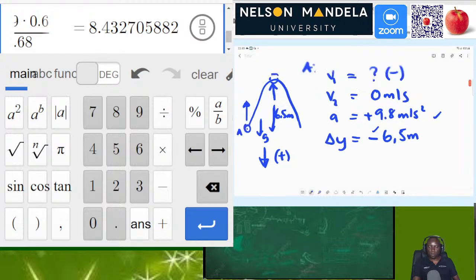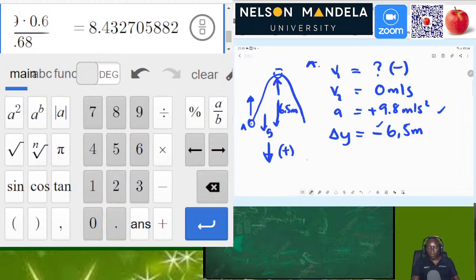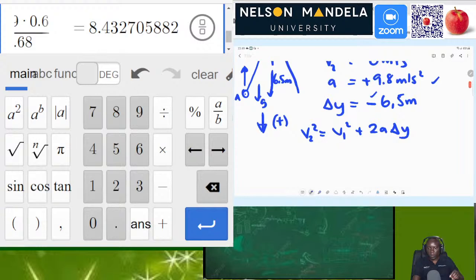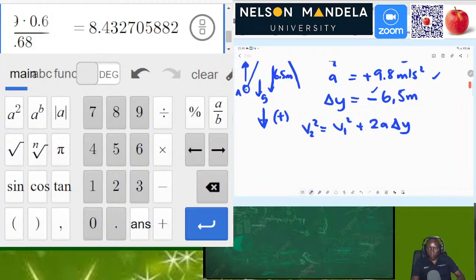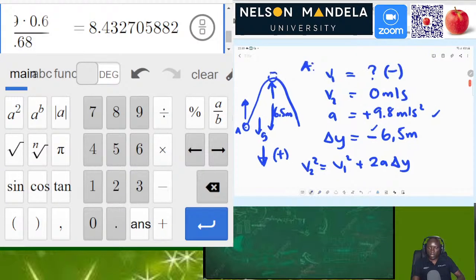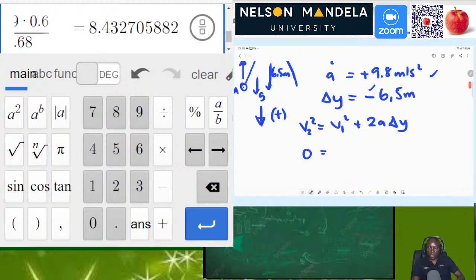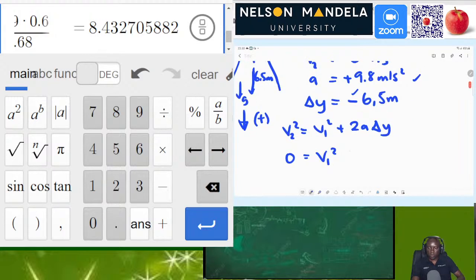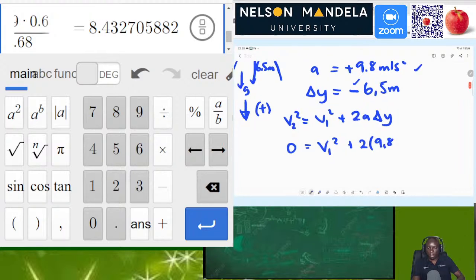Okay, so for us to find the velocity v1, we can use v2 squared equals v1 squared plus 2a delta y. v2 squared we know is 0. v1 squared, even if it has a negative there, is what we want to find. Then 0 equals v1 squared plus 2 times 9.8 times negative 6.5.